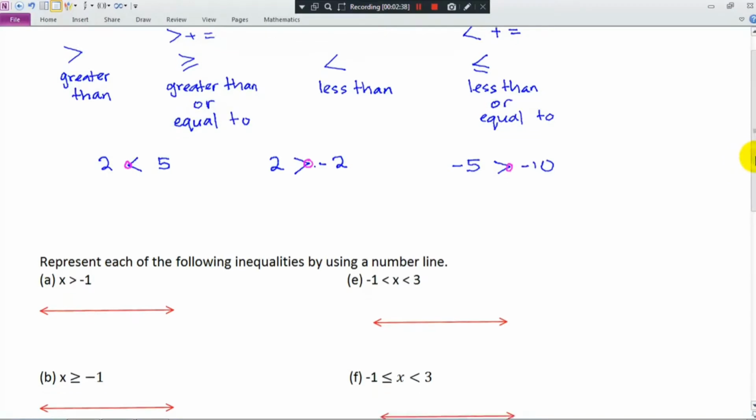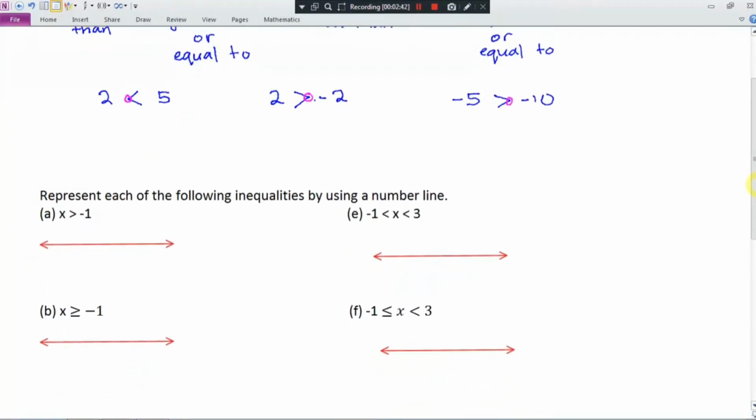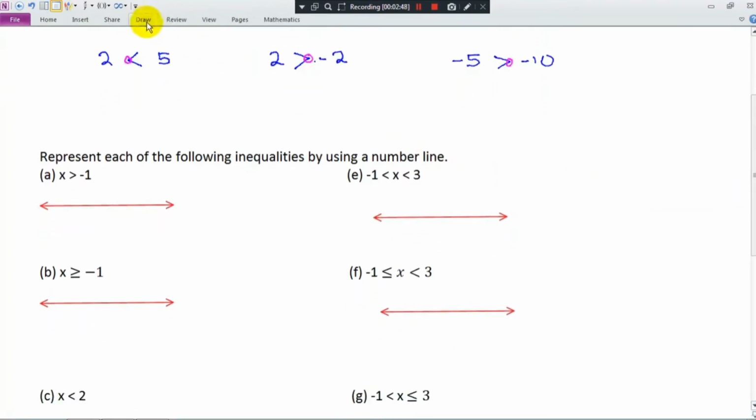Okay, next, let's look at how we represent an inequality using a number line. A, x is greater than negative 1. So you just put the negative 1, right? Label it negative 1. X is greater than negative 1. Greater means go to the right hand side. Make a circle. Go this way. So this is x greater than negative 1. And remember, negative 1 is not included because this is x greater than negative 1, not x greater than or equal to negative 1. So here, the circle, we cannot shade it.